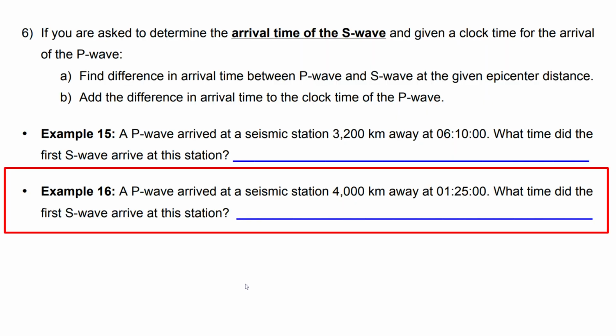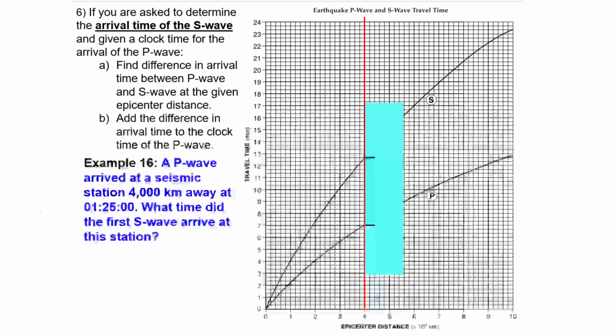Pause this video and try example 16. Okay, so example 16 asks, a P wave arrived at the seismic station 4,000 kilometers away at 1 hour 25 minutes and 0 seconds. What time did the first S wave arrive at this station? Okay, so the S wave must arrive later at the station because it's slower. So I know I'm going to have to add whatever time difference I get to the time that my P wave actually arrived. So my distance is 4,000.